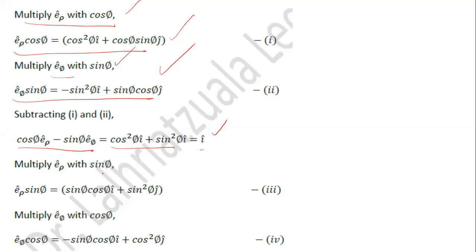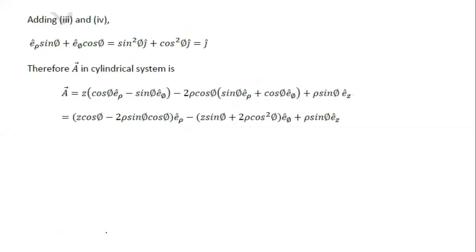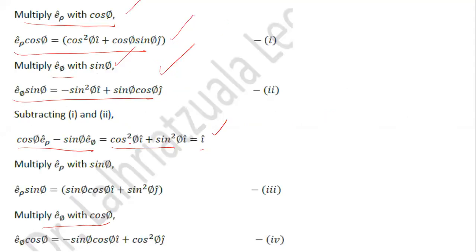And similarly, if you multiply with this and multiply with this and then do the addition, then you can express J cap in terms of E rho and E phi. And then in the cylindrical coordinate system, you can put I as this, J as this, and J as this, and I as this.